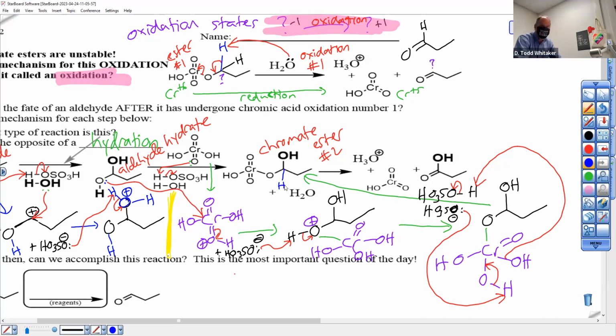What grabs that H? It's real close. Water. What happens to the sigma between the C and the H? It's like a broken record. It becomes a pi. What happens to the chromium? It leaves. Done. That's the oxidation step. I'll just write it down there. Oxidation. That little step is called oxidation. Doesn't work with normal esters, just chromate esters.